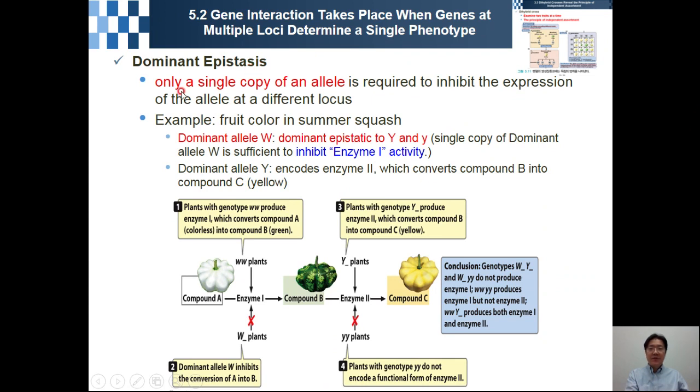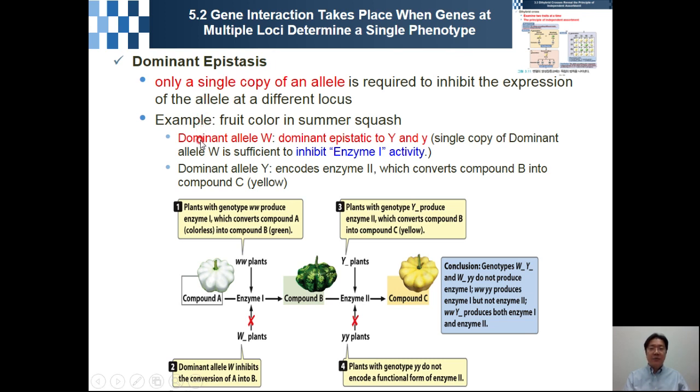So in this case, only a single copy of the allele is required to inhibit the expression of the allele at different loci. So this allele, for example, is located in chromosome 1, and another allele is located in chromosome 2. They are located on different chromosomes, so they will follow the principle of independent assortment. This is very difficult to understand.